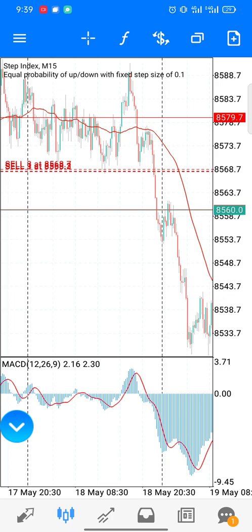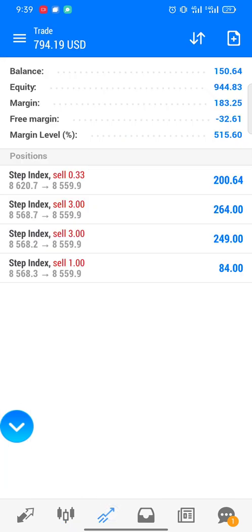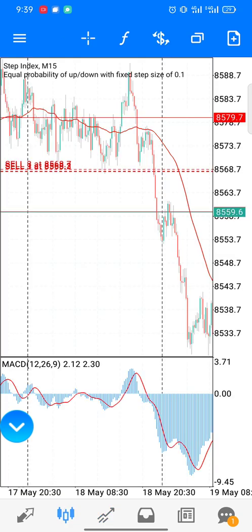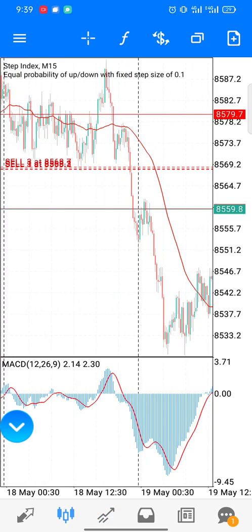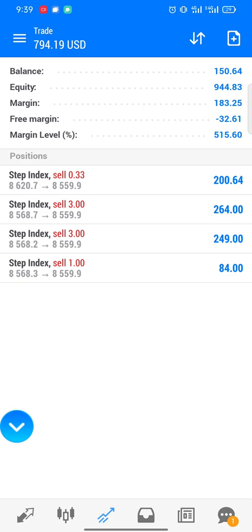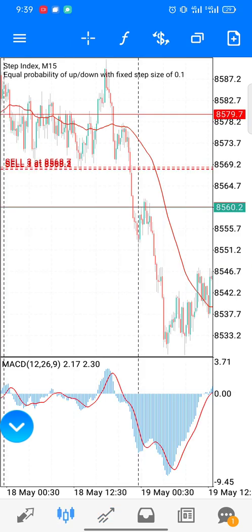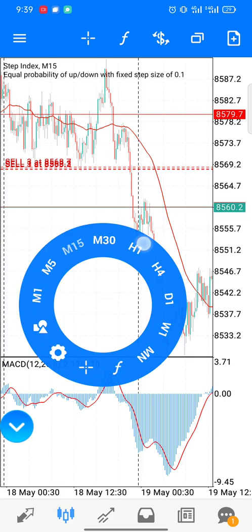So when it got to this point, I saw it on about $180 profit, because look at the trade right here. This 0.3, it's on $200. So when I saw it on $180 profit, this is what I watched.